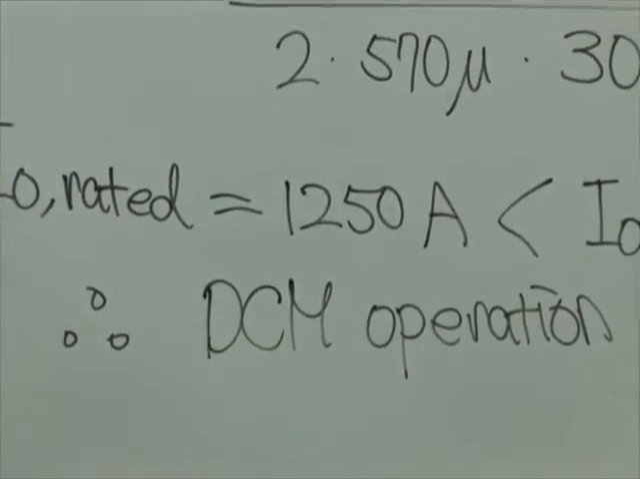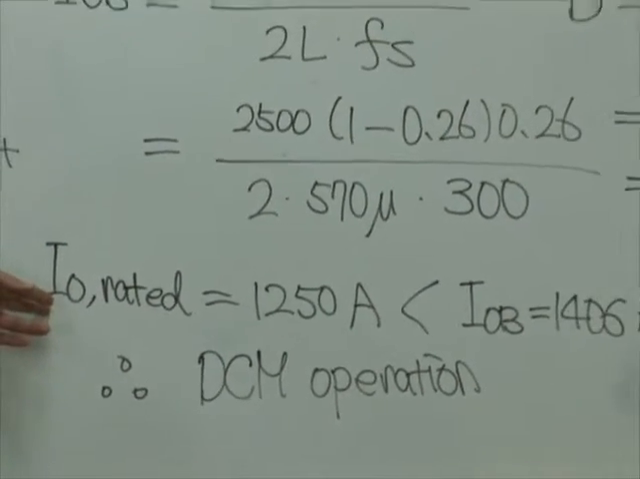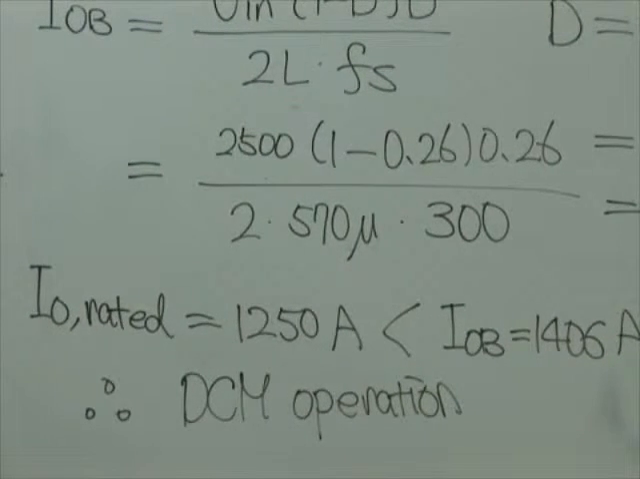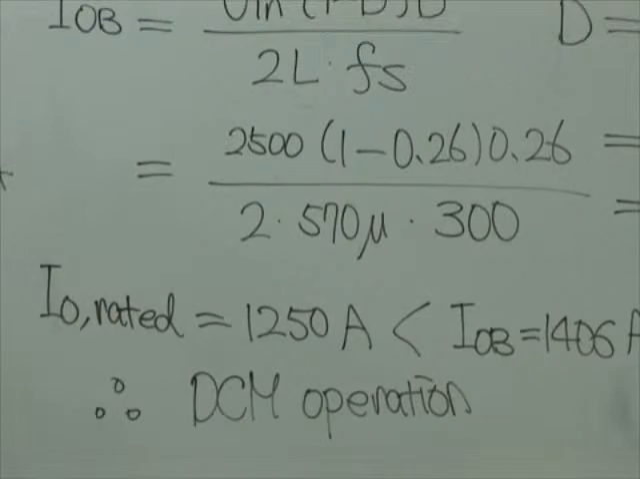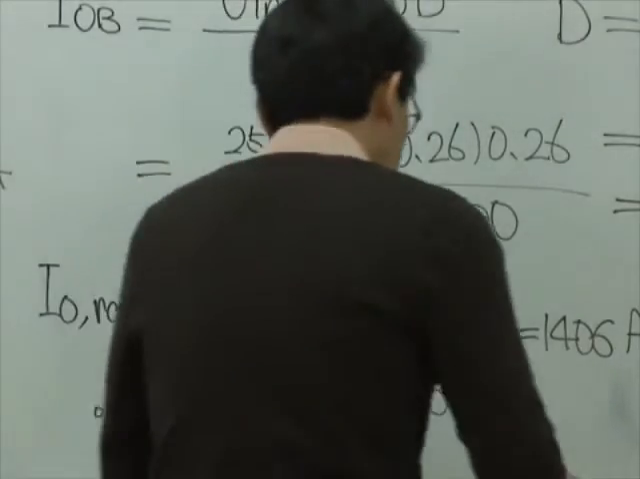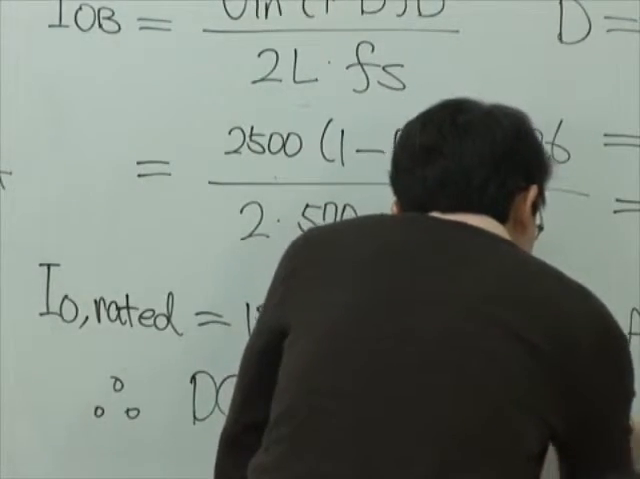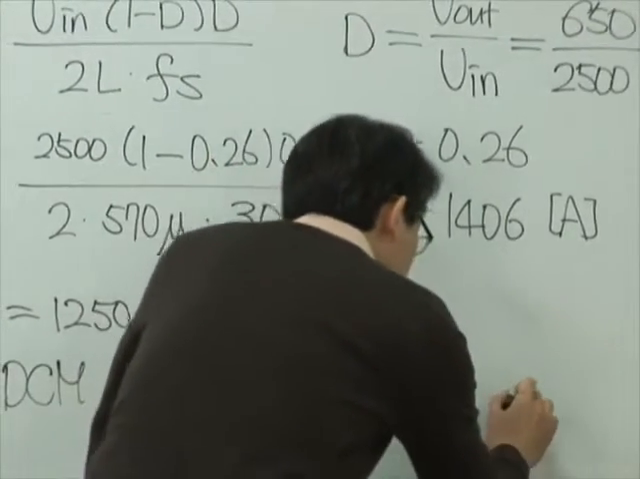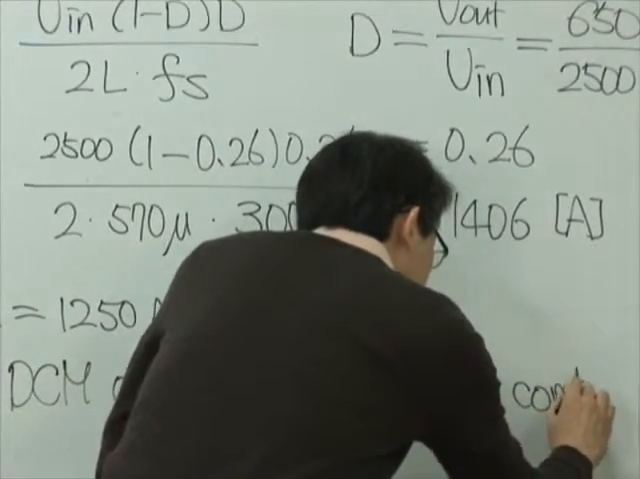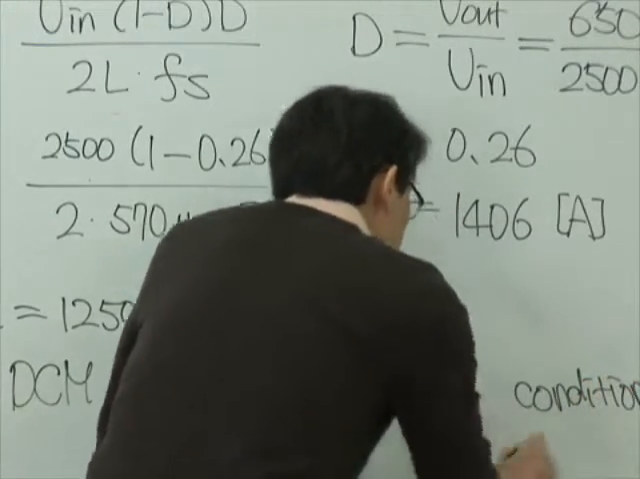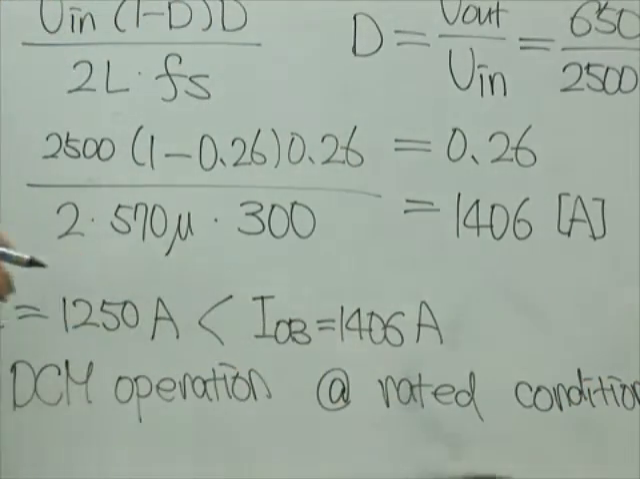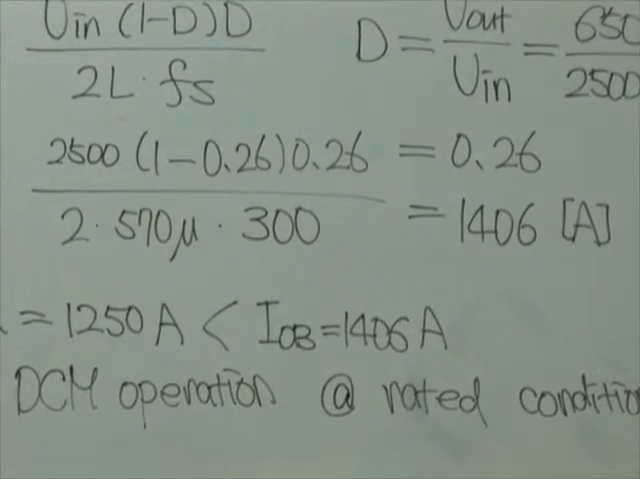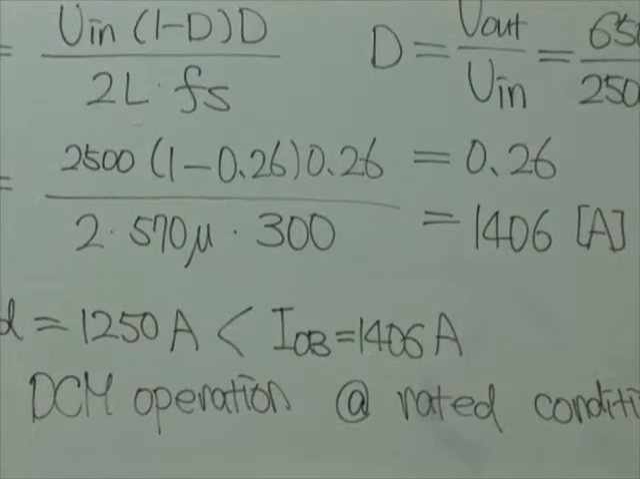Since rated current is smaller than IOB, we have to operate on the DCM. Okay? We have to operate. So, DCM operation at rated condition. Which means if we operate on the rated condition, now it always operates on the DCM mode. Okay?